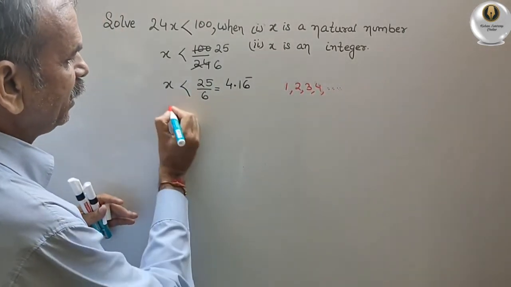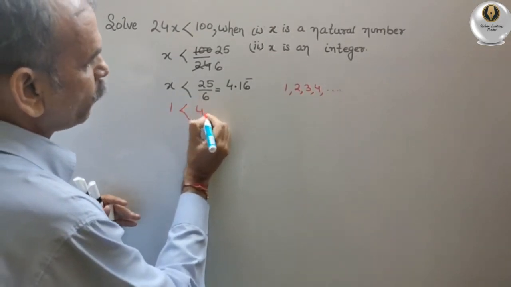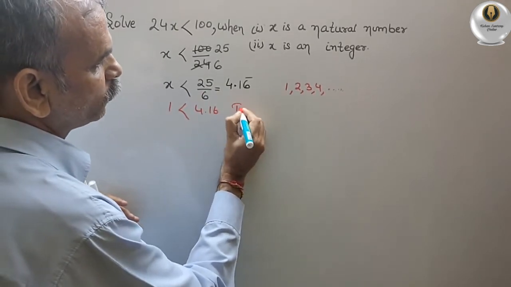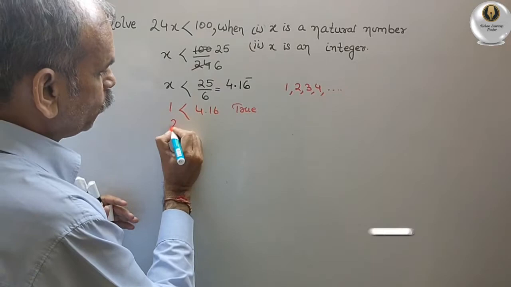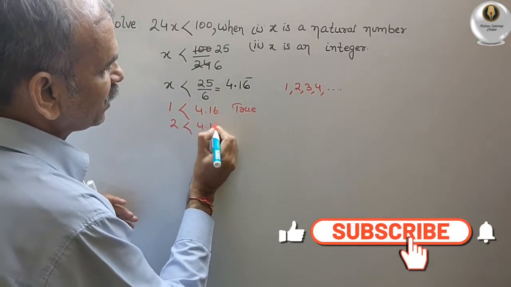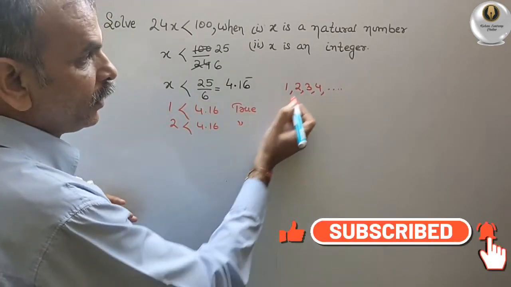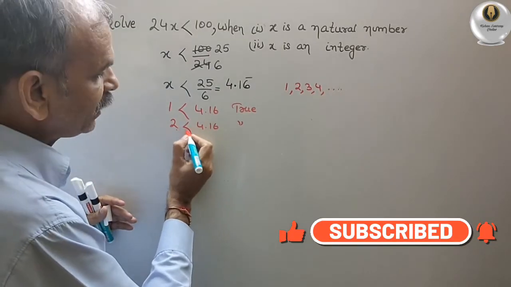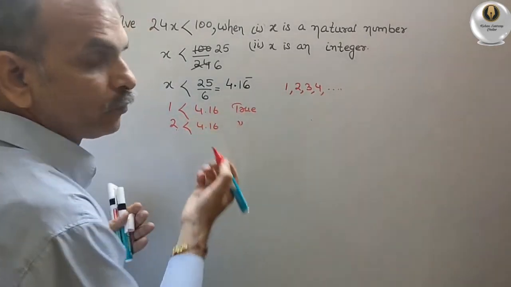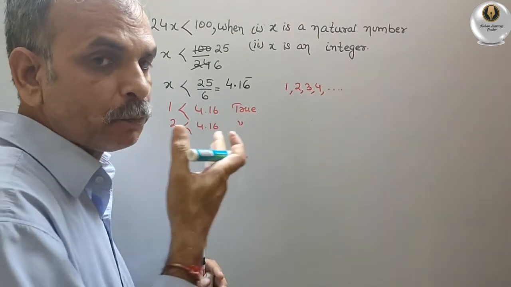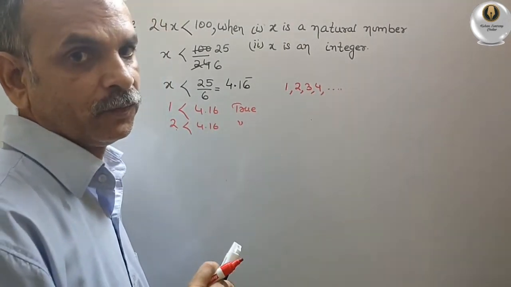Now you can see 1 is less than 4.16. Yes, it's true. Second, 2. 2 is less than 4.16. Yes, it's true. 3 also. 3 is less than 4.16, true. And 4 also. But as soon as we put 5, it is false.